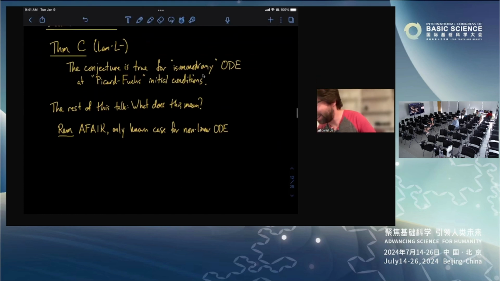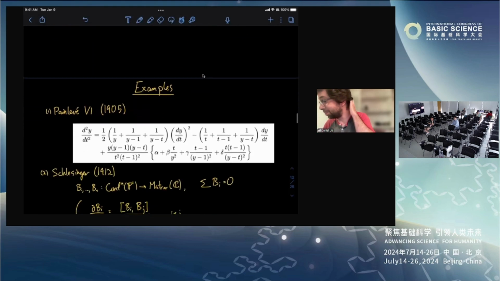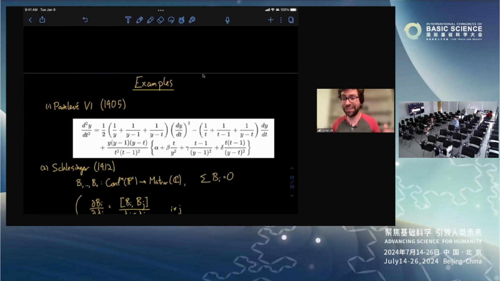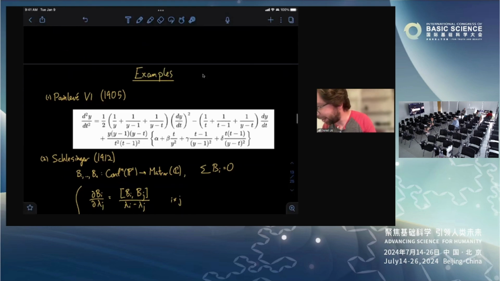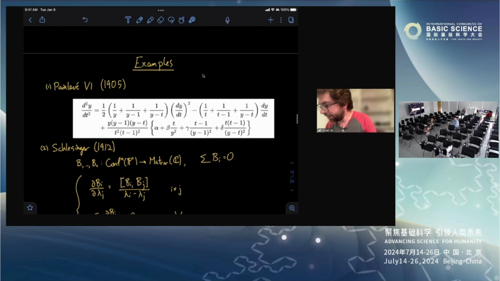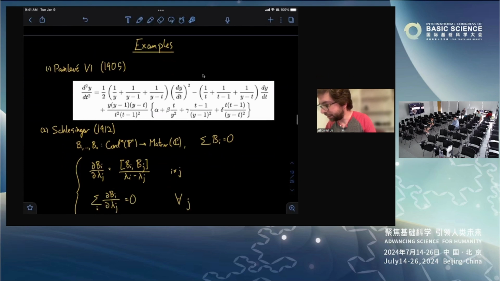Okay, great. So let me first of all just give you some examples of isomonodromy ODE. I think the first example, from 1905, which was written down by Richard Fuchs, not by Painlevé, is the Painlevé VI equation, which we saw earlier. So it's this kind of complicated expression. And then let me give you a more complicated nonlinear ODE, which I also like a bit more, which is an example of one of these isomonodromy ODEs.